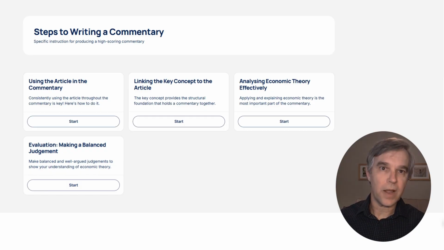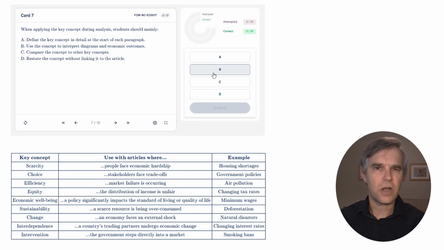These steps to writing a commentary are designed to help you understand each of the assessment criteria and produce a high scoring commentary. Students can struggle to understand how to earn top marks, so there is particular emphasis on avoiding the common mistakes that moderators see.